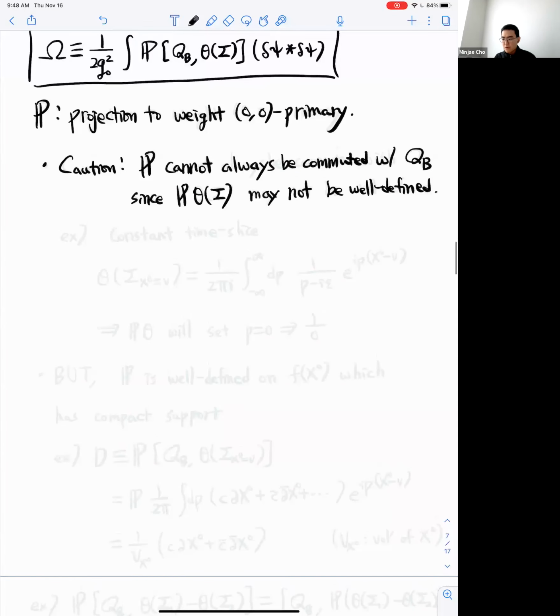So finally, let me give you some concrete expression for this. Let's consider constant time slicing. Our theta is defined using this constant time slicing. By this, all I mean is that we have a Cauchy slice at constant midpoint time, and that time is with respect to this parameter b.